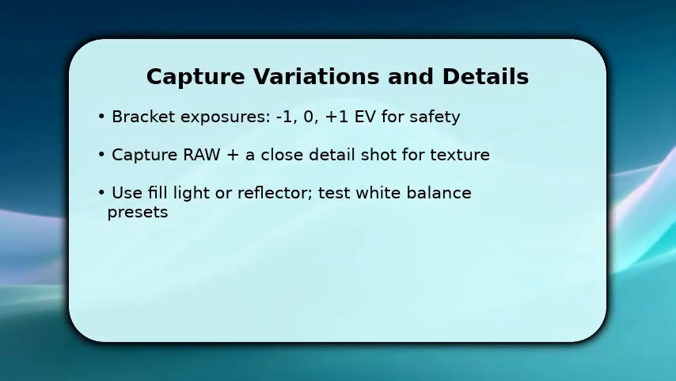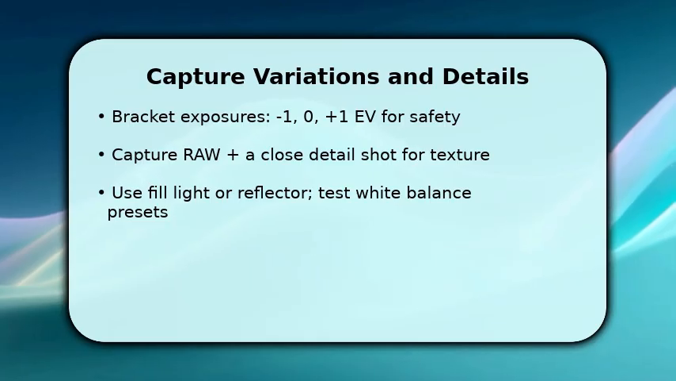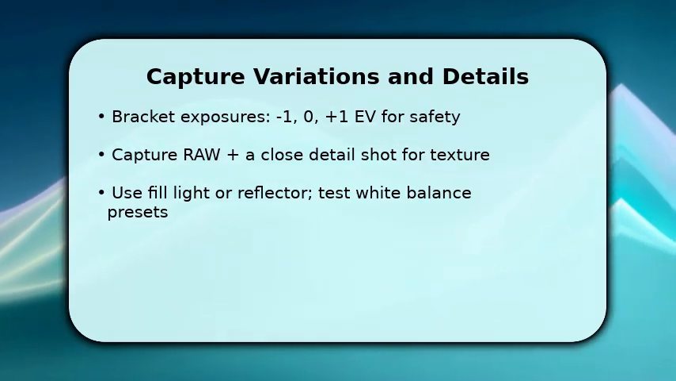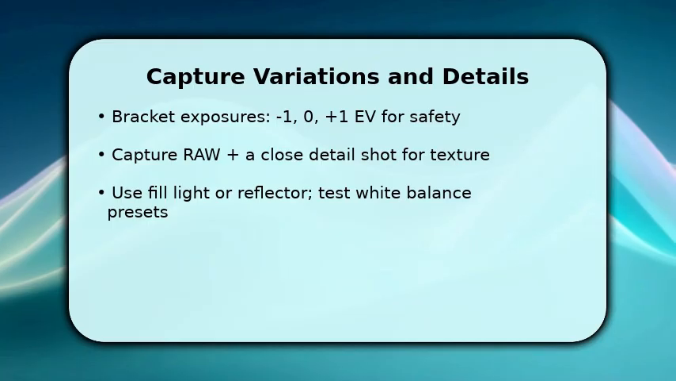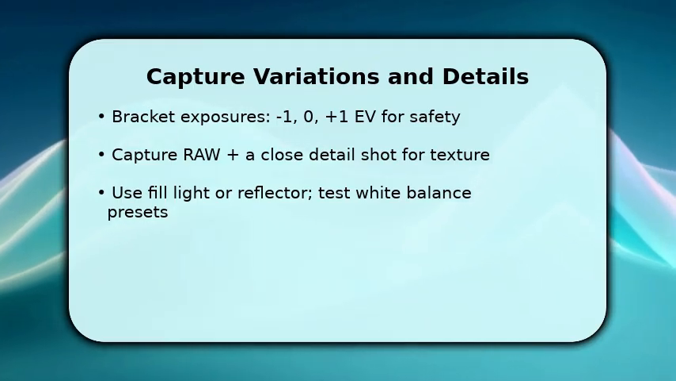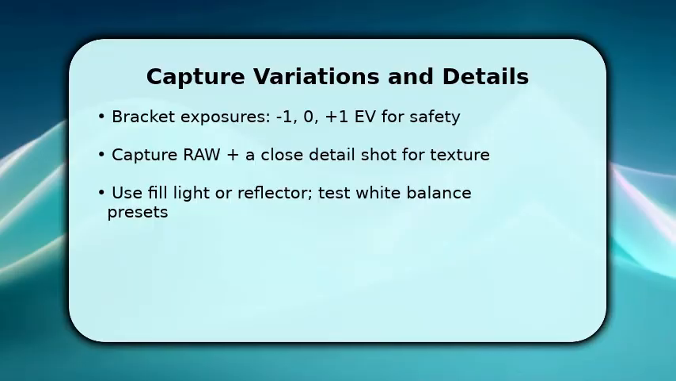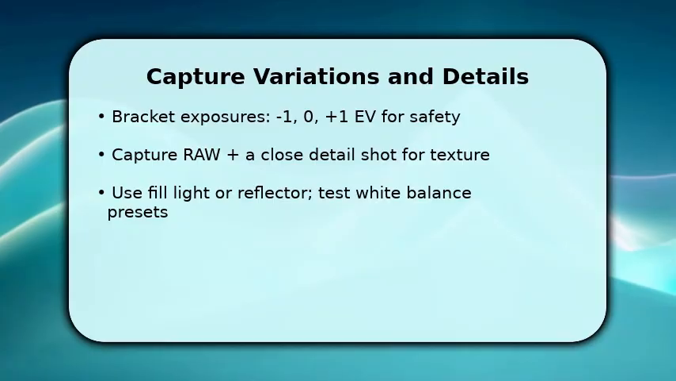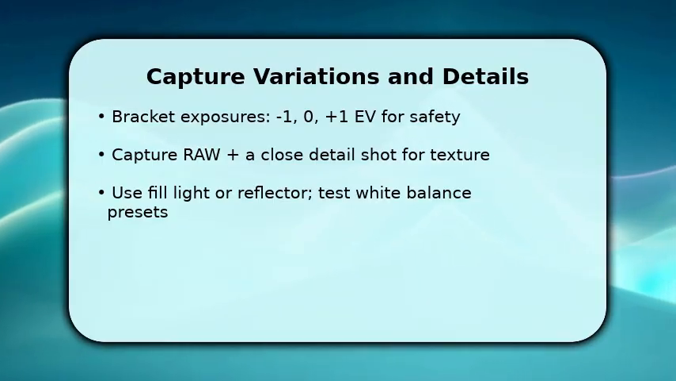Bracket exposures by one stop to protect highlights and shadows, and shoot in RAW so you retain maximum data for editing. Make sure to capture close-ups of texture and important details that will anchor your edits later, and use a reflector or fill light to control shadows on faces. Also test white balance presets and take a custom reference to speed color correction.